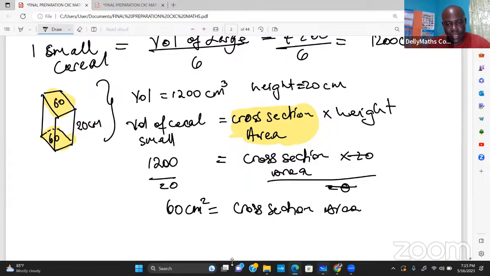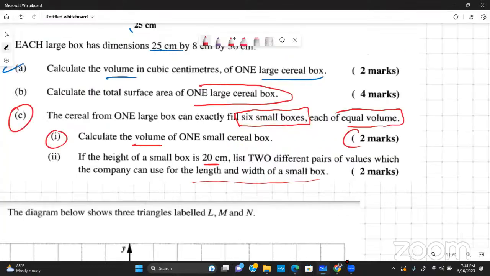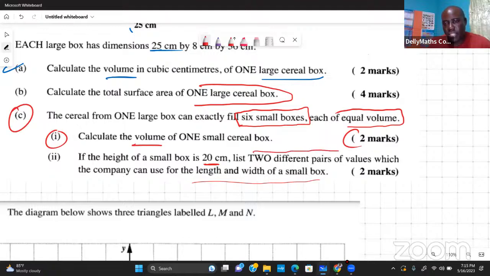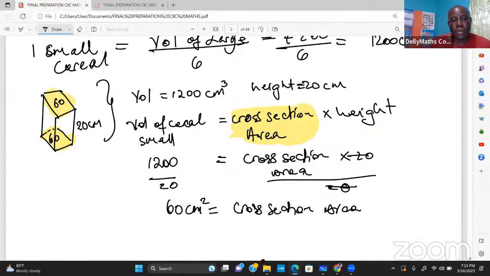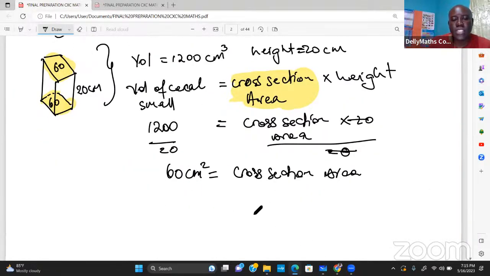Now look at what the question says. I'm going to go back to it. List 2 different pairs of values that the company could use for the length and the width of the small box. Let's go back. In other words, we want to list 2 sets of numbers that can be multiplied to give 60. So we're talking about a length times a width to give 60. 2 times we want to do that. 2 pairs. Up to you. I'll give 1.